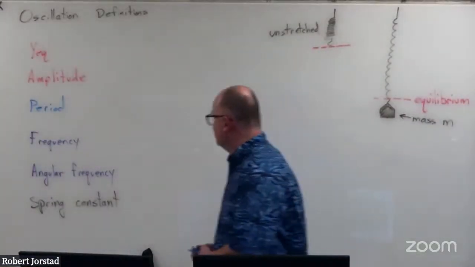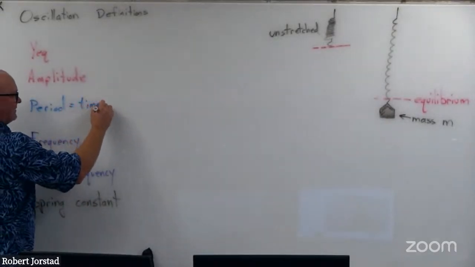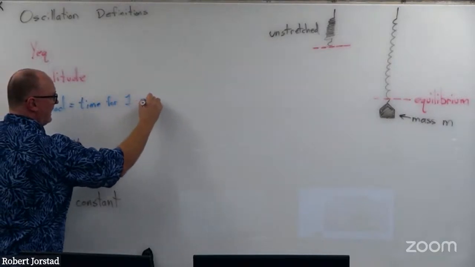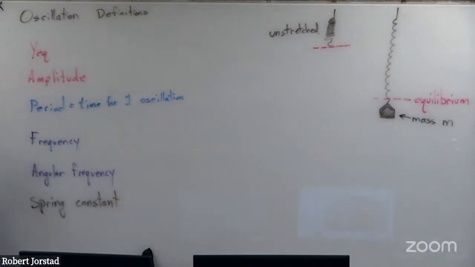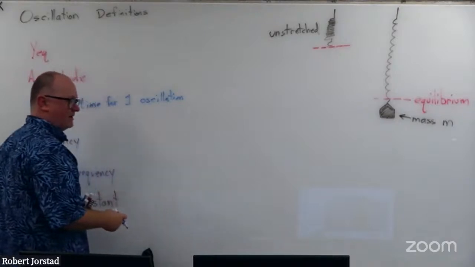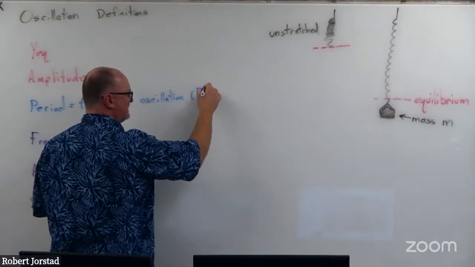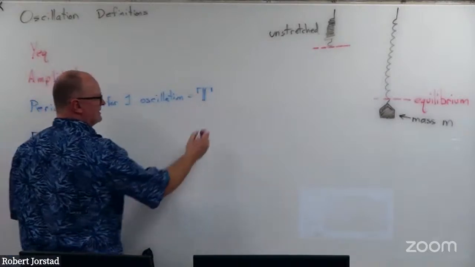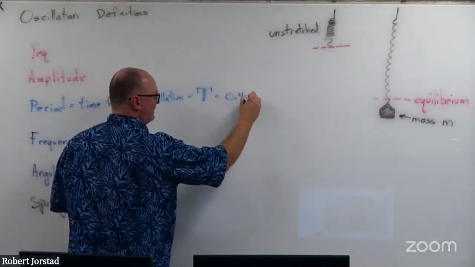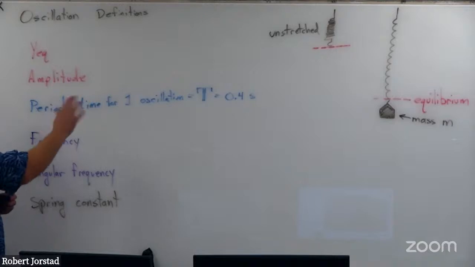All right. So let's start with this. The period is the time for one oscillation. Now, as I just mentioned, we saw this thing bounce up and down about 10 times in 4 seconds. So I'm going to say the period, and I'm going to use this symbol for the period, capital T, is equal to 0.4 seconds. Maybe it's closer to 0.45, but there could be some reaction time. That's what the period means.